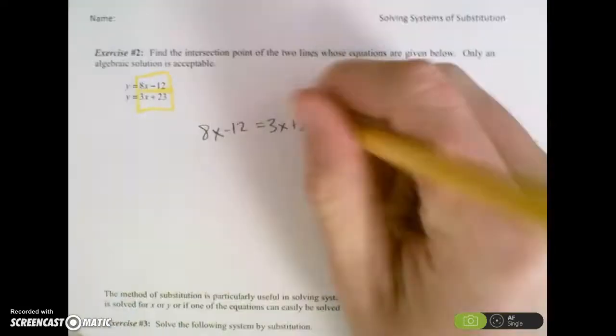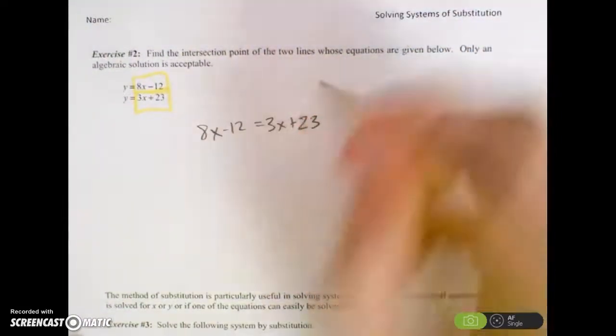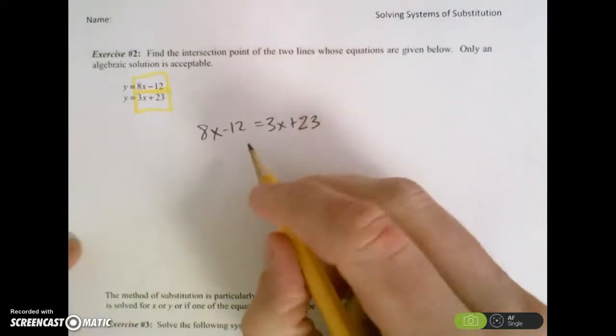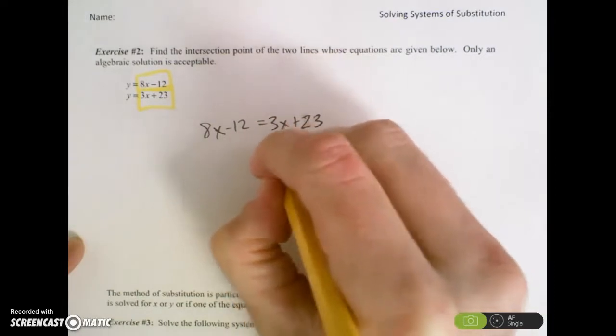So I set up my equation. This is why we use pencil. If you make a mistake, you can easily fix it. And again, you can solve in any order you want. I'm going to start with the x's. I like trying to get the x's together first.